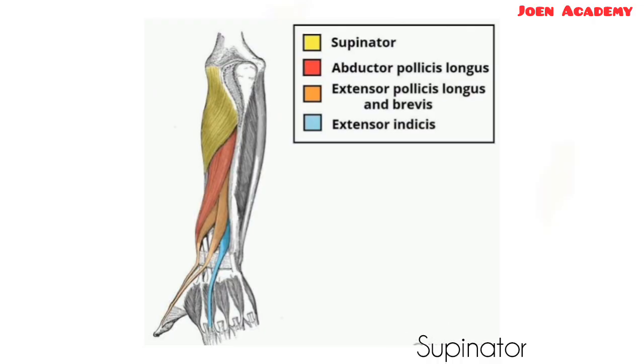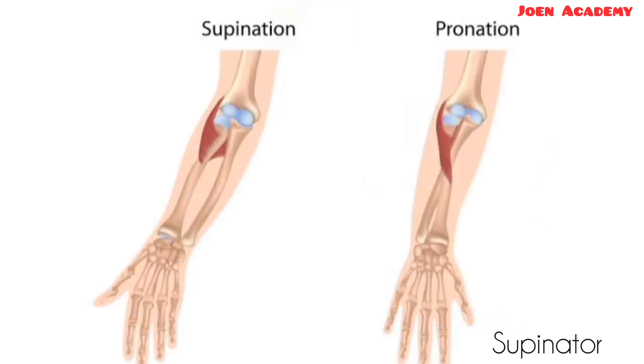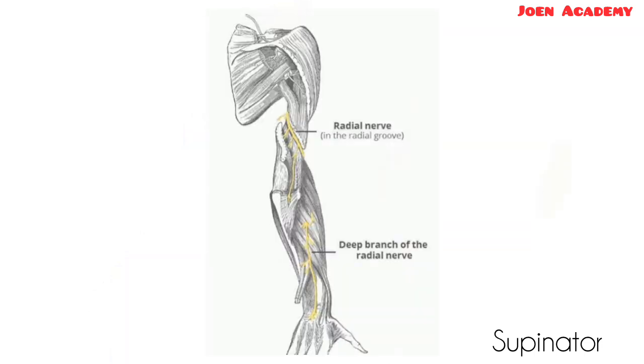The supinator lies on the floor of the cubital fossa. It has 2 heads, which the deep branch of the radial nerve passes between. One of the heads originates from the lateral epicondyle of the humerus, and the other from the posterior surface of the ulna. They insert together into the posterior surface of the radius. The action of this muscle is to supinate the forearm. It is innervated by the deep branch of the radial nerve.